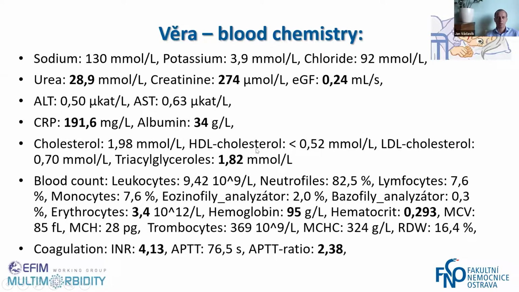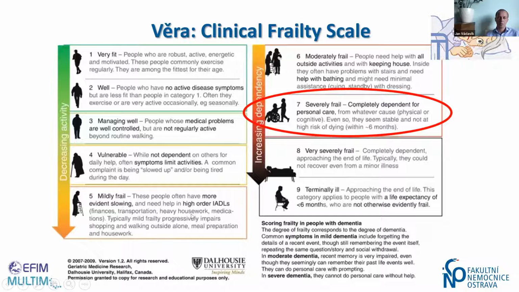Maybe you would like to see her blood chemistry. She has advanced chronic kidney disease with glomerular filtration of 0.24 milliliters per second. She has high CRP because she is now having acute urinary tract infection, and she also has a mild anemia, and she was over-warfarinized with INR 4.13. She's also substantially frail. She needs a wheelchair to move around, and she's not even allowed to get on the wheelchair by herself. So she's quite dependent.